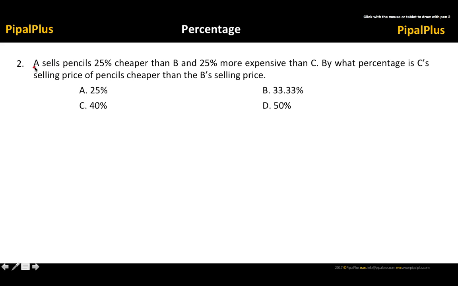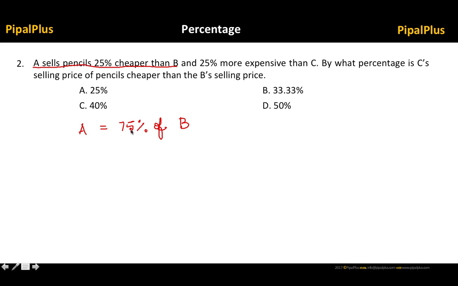Now let's decode this sentence. A sells pencils 25% cheaper than the price at which B sells them. So if the selling price of A is A, the selling price of B is B, and the selling price of C is C, then A selling pencils 25% cheaper than B means that the selling price of A is 75% of the selling price of B. Why is that? Because B is my base, and anything which is 25% cheaper than B is 75% of B.